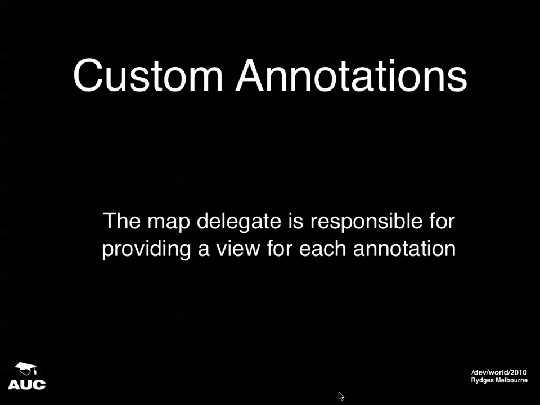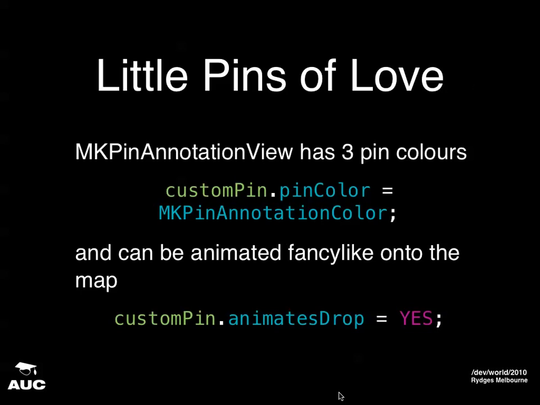The delegate is responsible for determining what the view of your annotation is going to be. So the first view, and probably, to be honest, the one you're going to use 9 out of 10 times, depending on what you're doing, is the MKPinAnnotationView. It's quite good. It's got a few really nice things. It comes in three fabulous colors, red, green, and purple, which is meant to be used for start location, stop location, and points of interest from memory. You don't have to use them for that. Use them for anything you want. Who cares? Apple's not going to know.